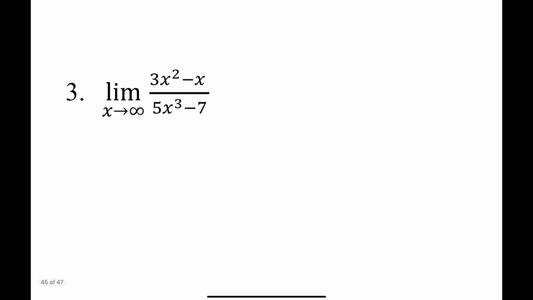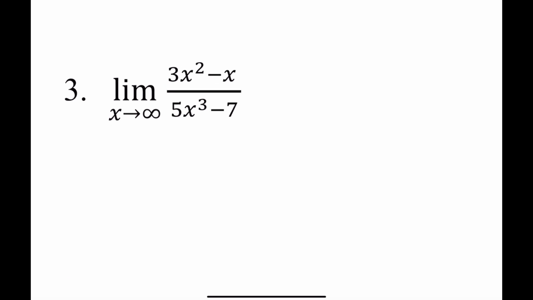Okay, and then moving on to number 3. This is, again, x approaches infinity. For this one, we notice that the denominator degree is greater than the numerator degree. Since the denominator is growing at a much faster pace than the numerator, we're going to say that this is equal to 0. Right? This is another rule that I mentioned in number 1.